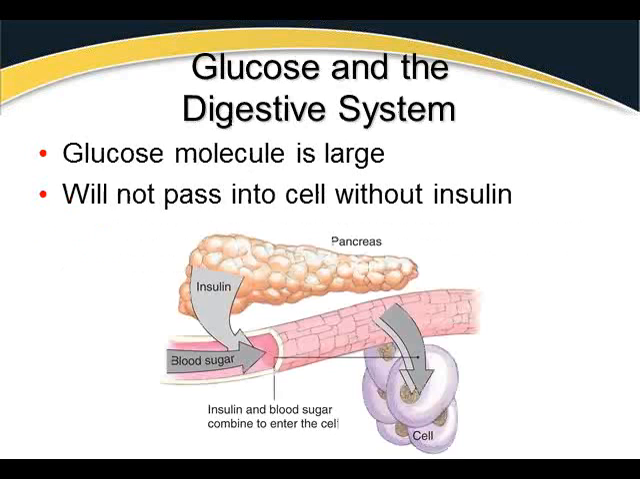So how does glucose in the digestive system work? Well, first of all, a glucose molecule is a fairly large molecule. There's a lot of different little atoms and parts stuck onto it, and it does not pass into the cell without insulin.